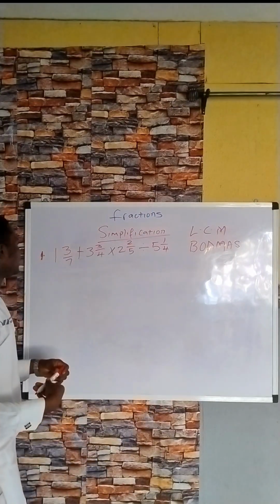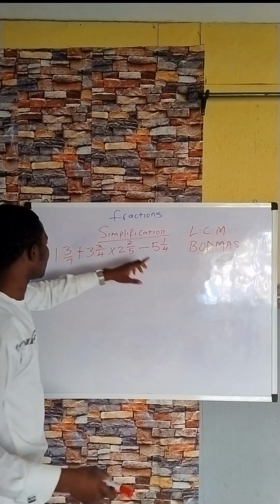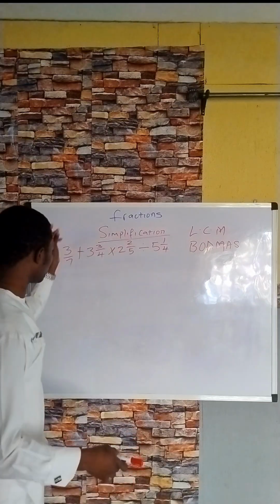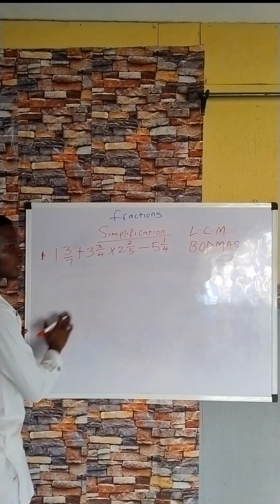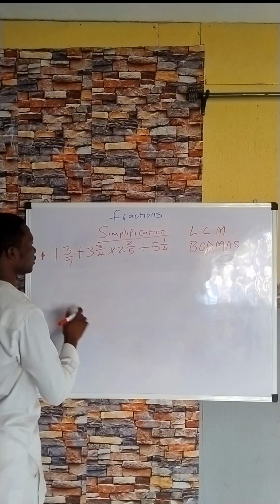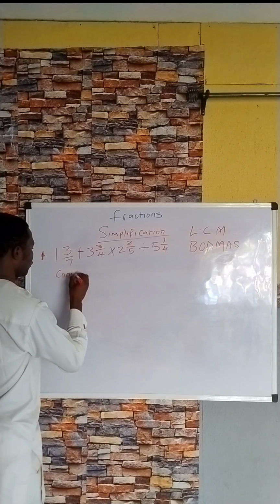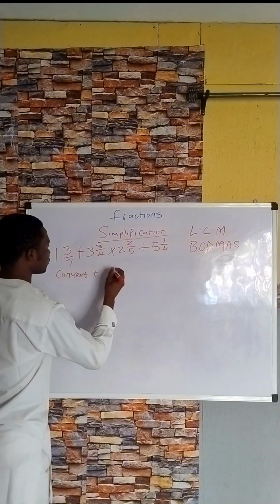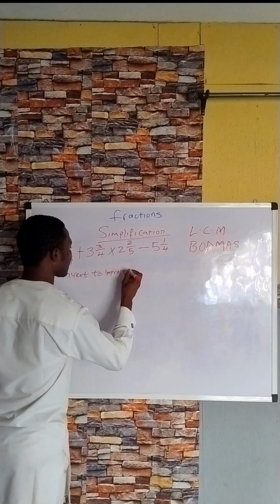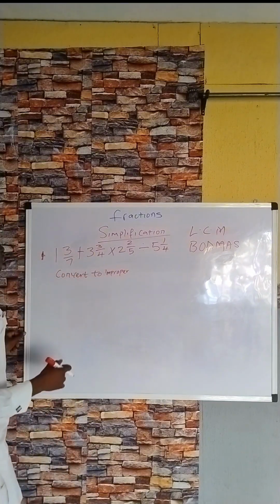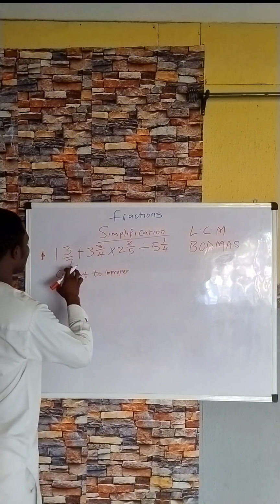So in this number one example, the first thing we are going to do is convert the mixed fractions to improper fractions. In math, it's better you always write down your processes. As you solve, you write down the process of your solving. So let's write it down. Convert to improper. Converting to improper, you already know the process. We dealt with it in one of our previous videos. Go ahead and watch it.